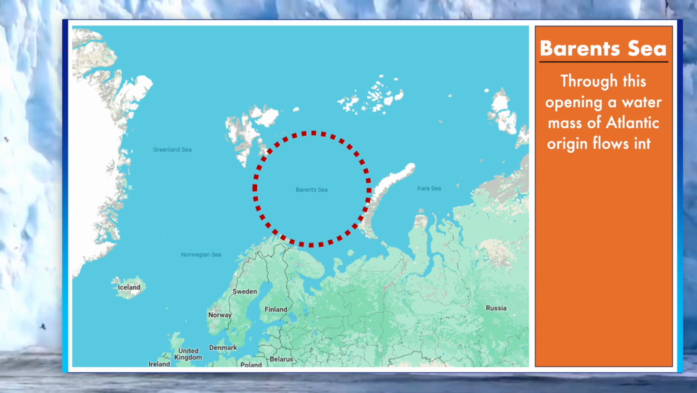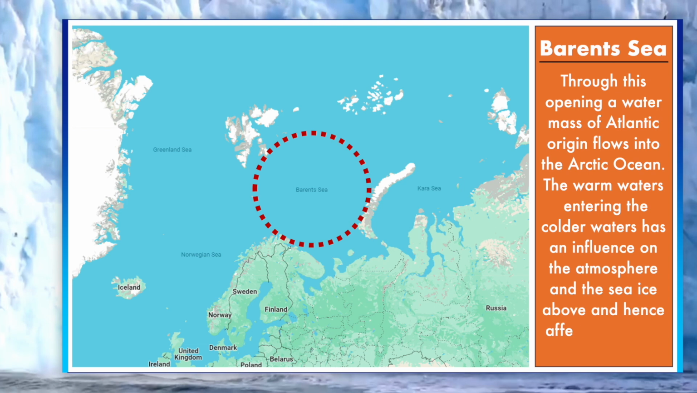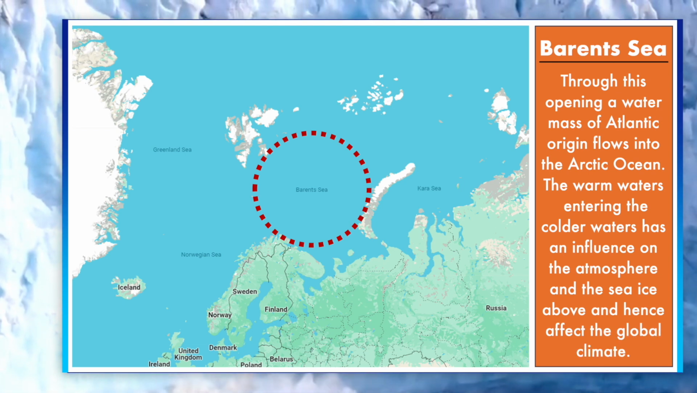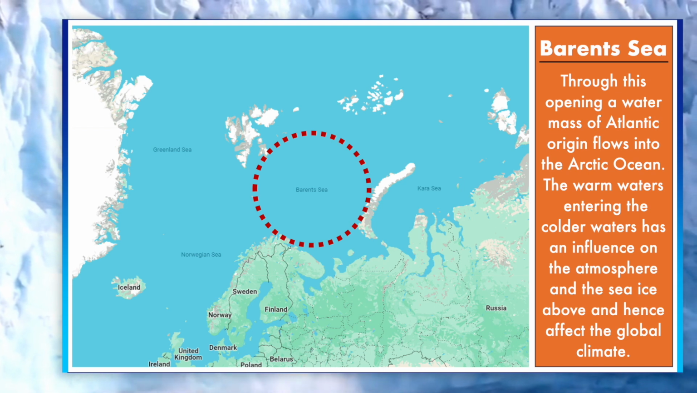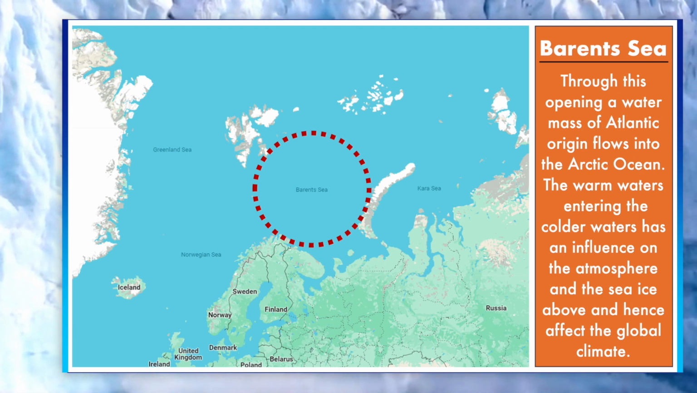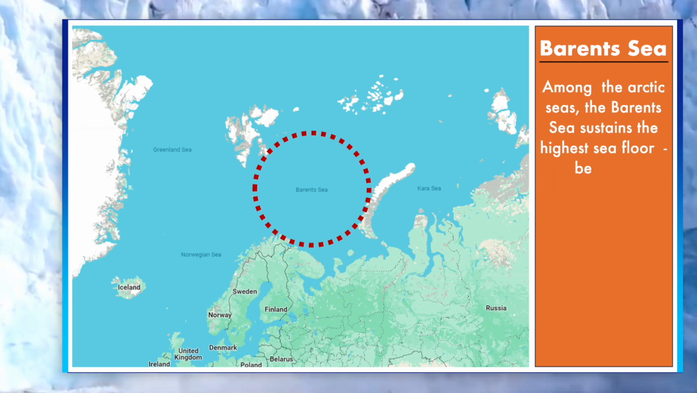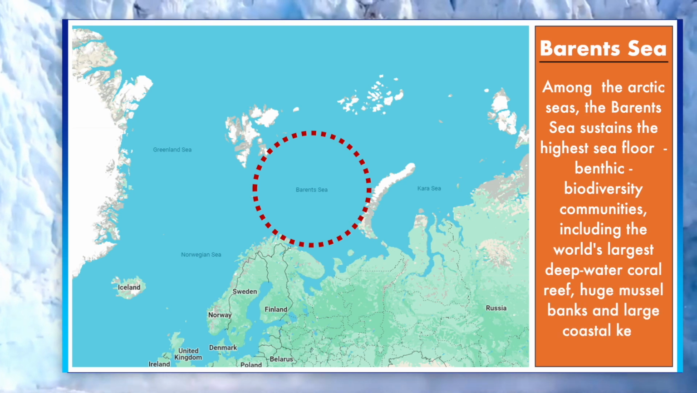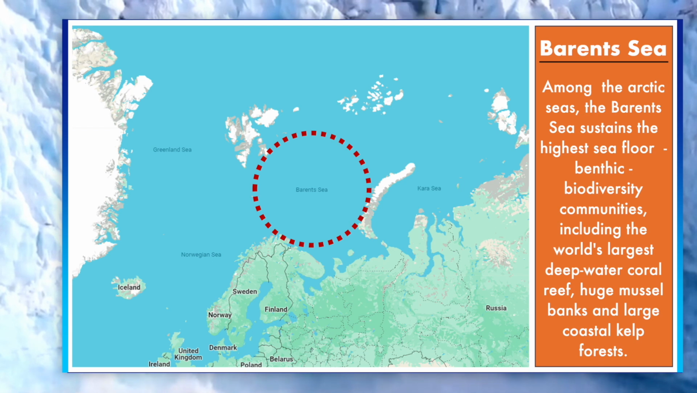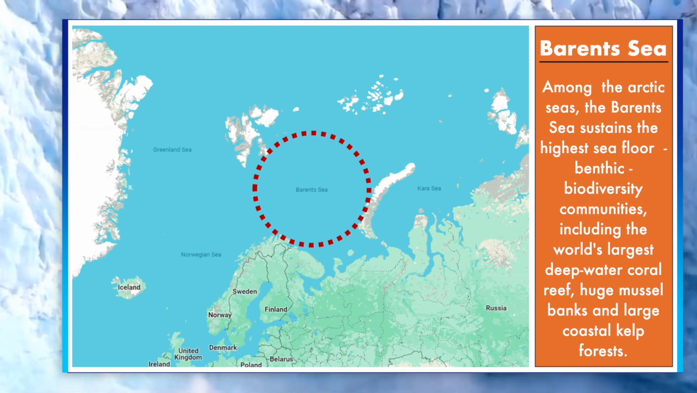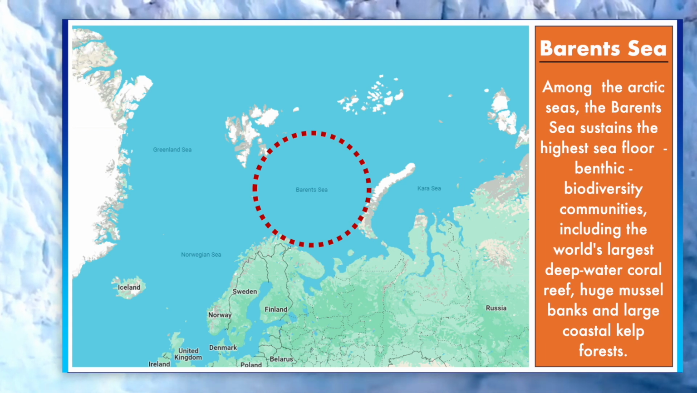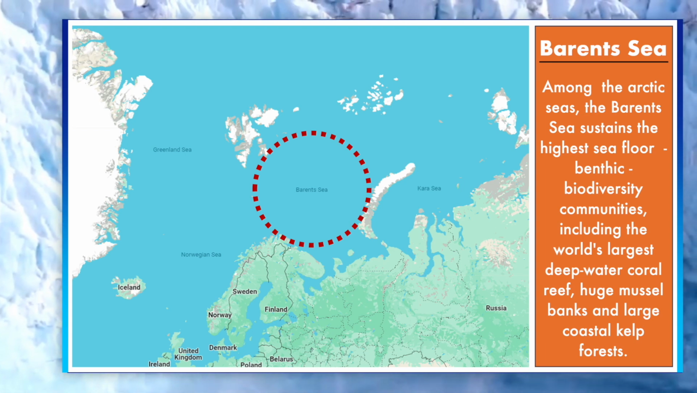So, through this opening, a water mass of Atlantic origin flows into the Arctic Ocean. So, the warm waters entering the colder waters have an influence on the atmosphere and the sea ice above, and hence will affect the global climate. Among the Arctic seas, the Barents Sea sustains the highest sea floor, that is benthic, biodiversity communities, including the world's largest deepwater coral reefs, high mussel banks, and also large coastal kelp forests.